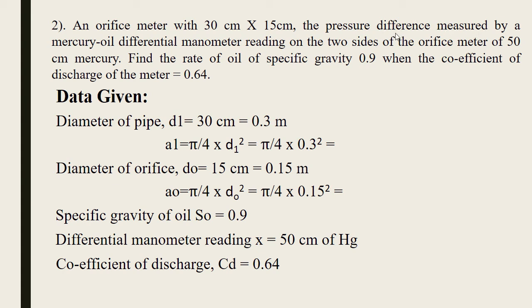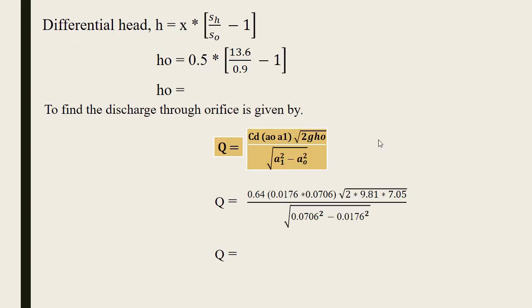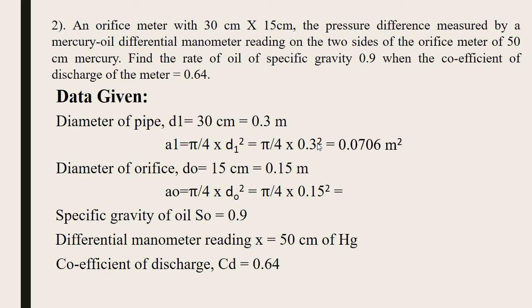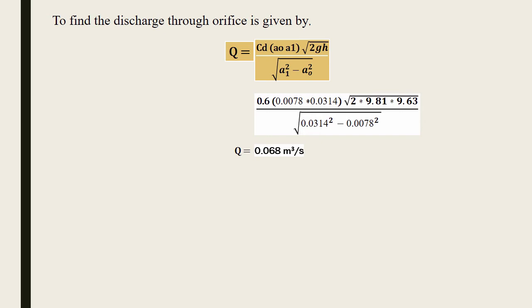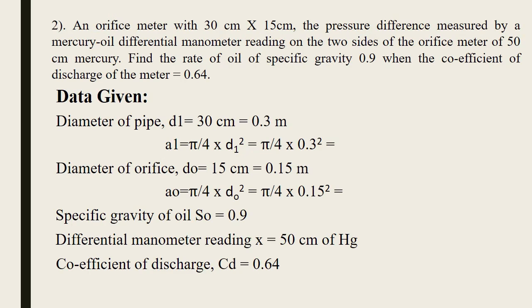Pressure difference is measured by using the mercury oil differential manometer. So this H that I will make use of to calculate here is not given directly. Again, there is an indirect way he has given to solve the problem. What he has given now is the mercury oil differential manometer reading. He has given that one as X.